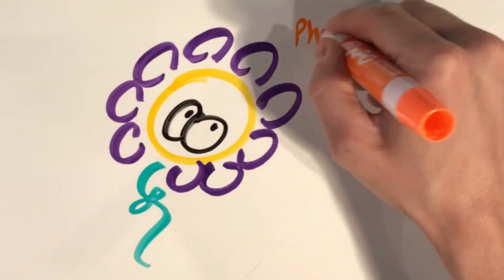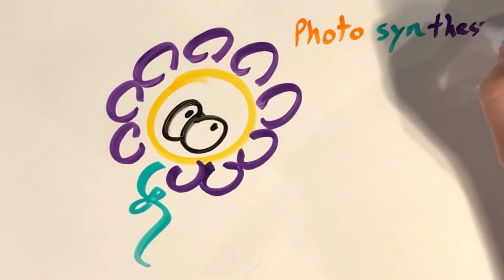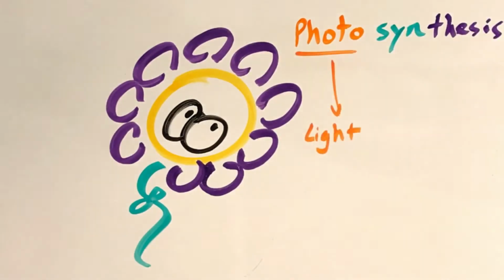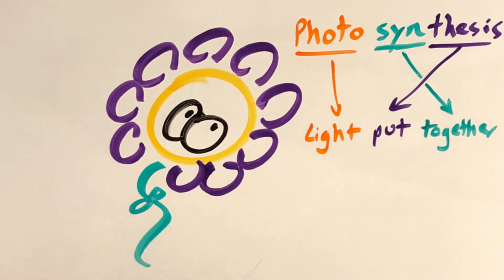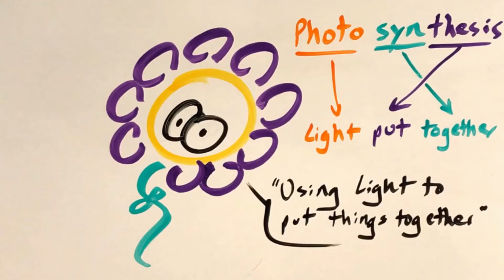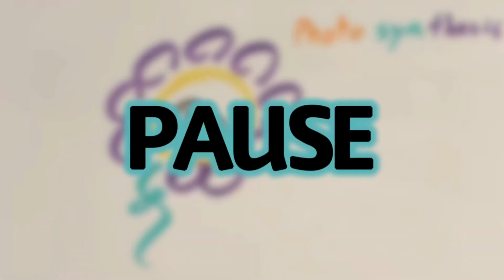Photosynthesis is a word that has three parts. Photo means light, thesis means to put or place, and syn means together. So photosynthesis roughly translates to using light to put things together. What could a plant be putting together inside its cells? Take a moment to pause the video and come up with an idea about what the plant cells might be building or putting together.